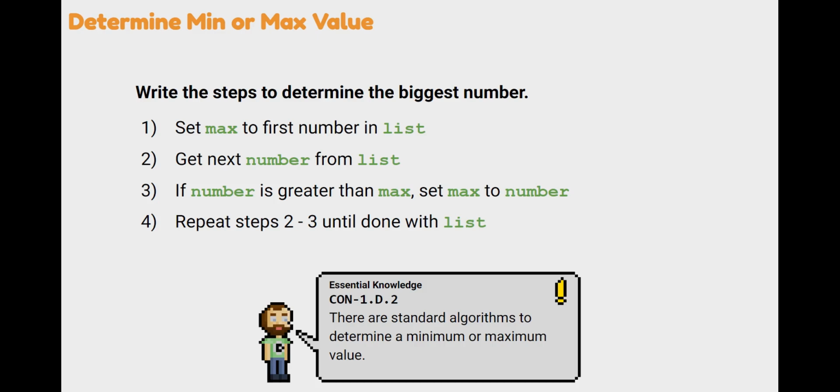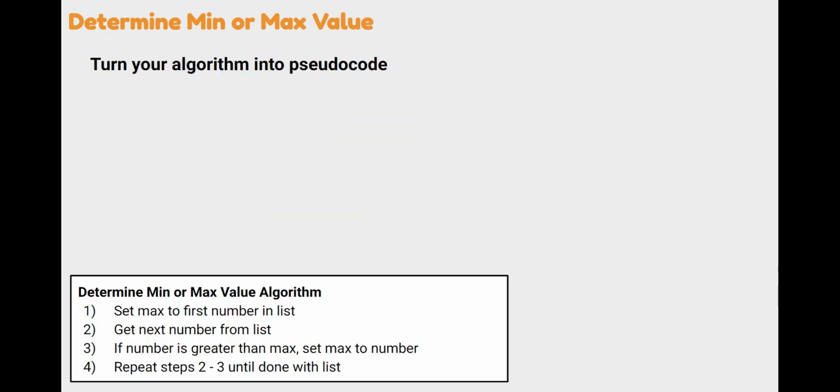Now we can easily change this to determine the smallest number as well. This aligns with our essential knowledge: there are standard algorithms to determine a minimum or maximum value. Pause the video, turn your algorithm into pseudocode.